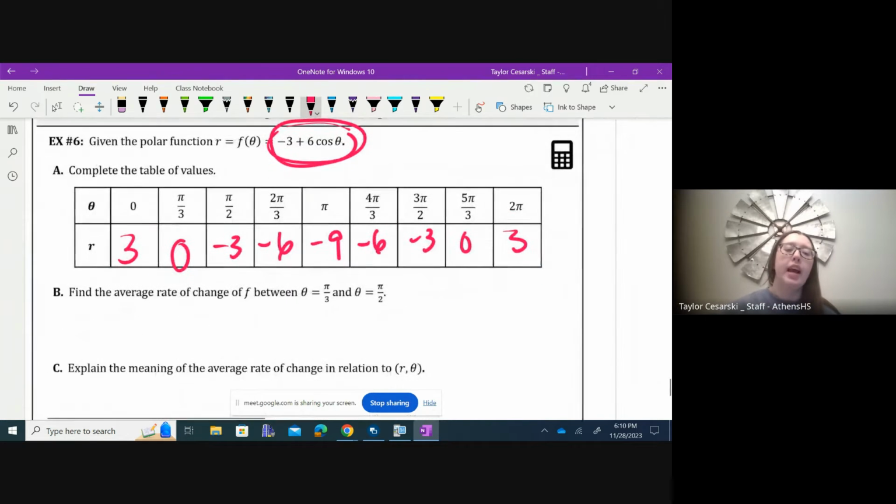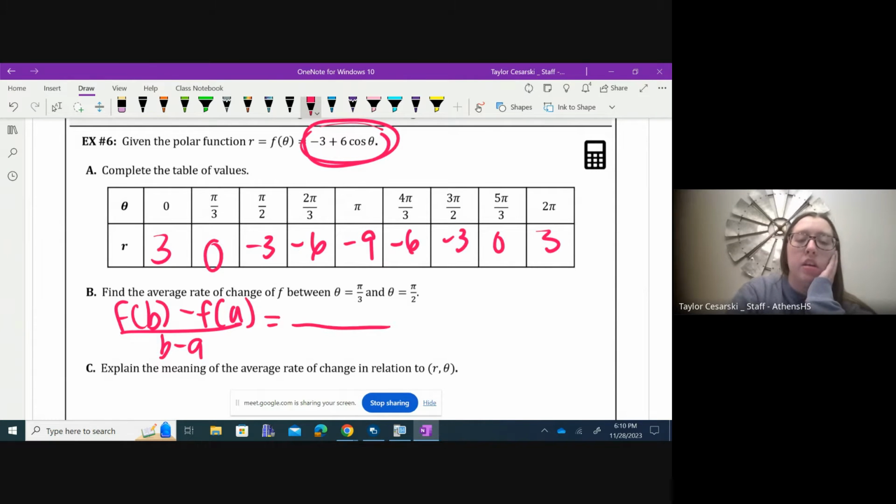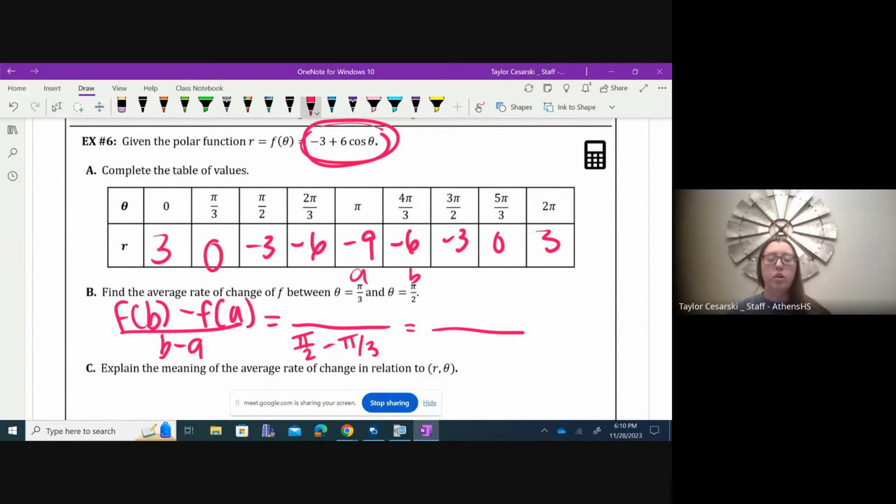Okay, and then average rate of change is the exact same as what we've been doing all year. f of b minus f of a over b minus a. So this is our a and this is our b. So this would be pi over 2 minus pi over 3. Let's go ahead and simplify that denominator while we're here. So pi over 2 is really the same as 3 pi over 6. Pi over 3 is really 2 pi over 6. So if I subtract them, I just get pi over 6.